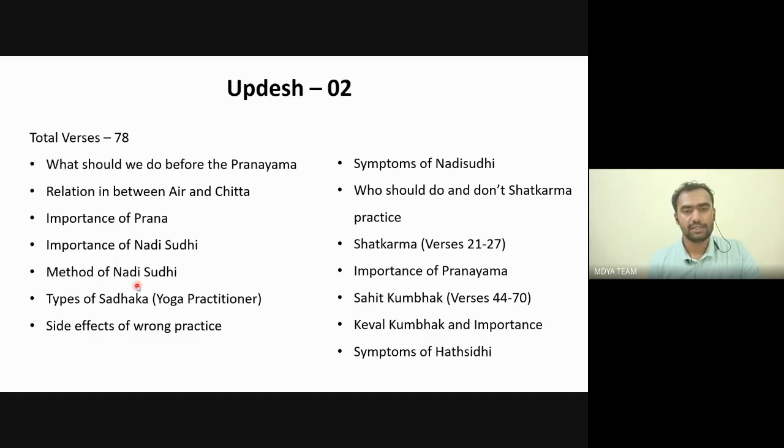The method of nadi shuddhi is mentioned here. How can we do nadi shuddhi? Which asana is good for that? And what is the exact method? It is mentioned in the second Upadesh. The types of sadhaka, yoga practitioners, are also mentioned in the second Upadesh.